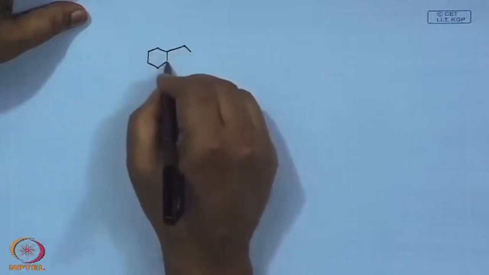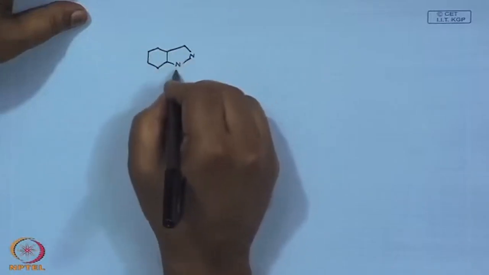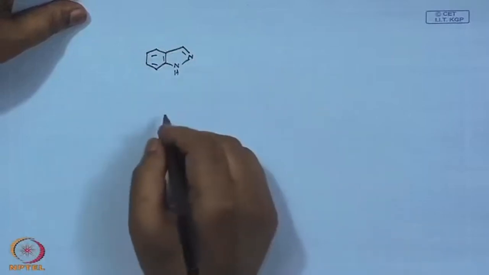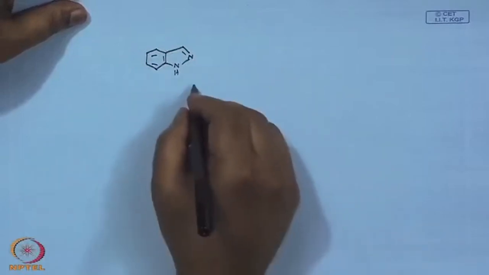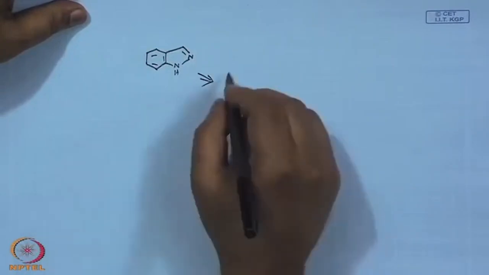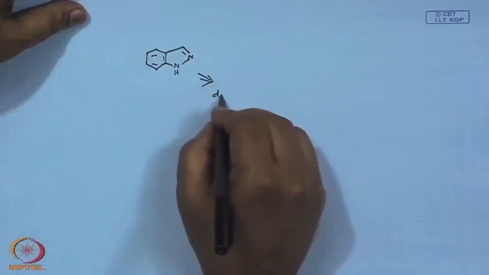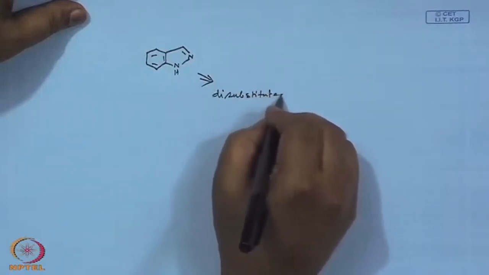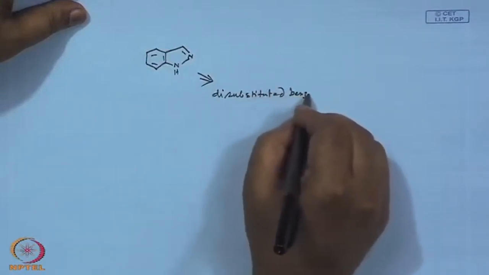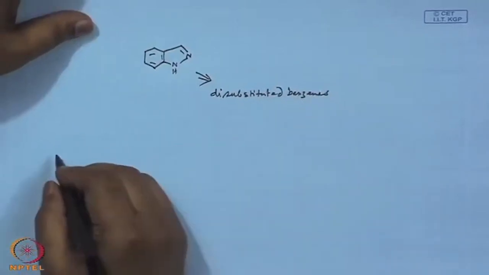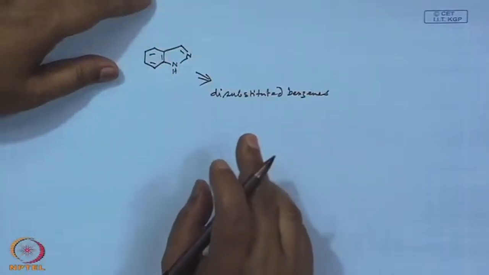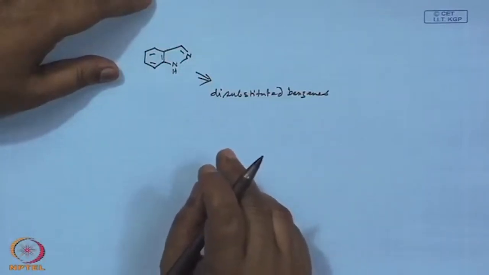There are, of course, hypothetically so many methods and approaches one can write, but all the known approaches start from disubstituted benzene derivatives, all of them. There are about 6 or 7 methods, but today we will talk about only 2 of them, or rather maybe 3 of them.